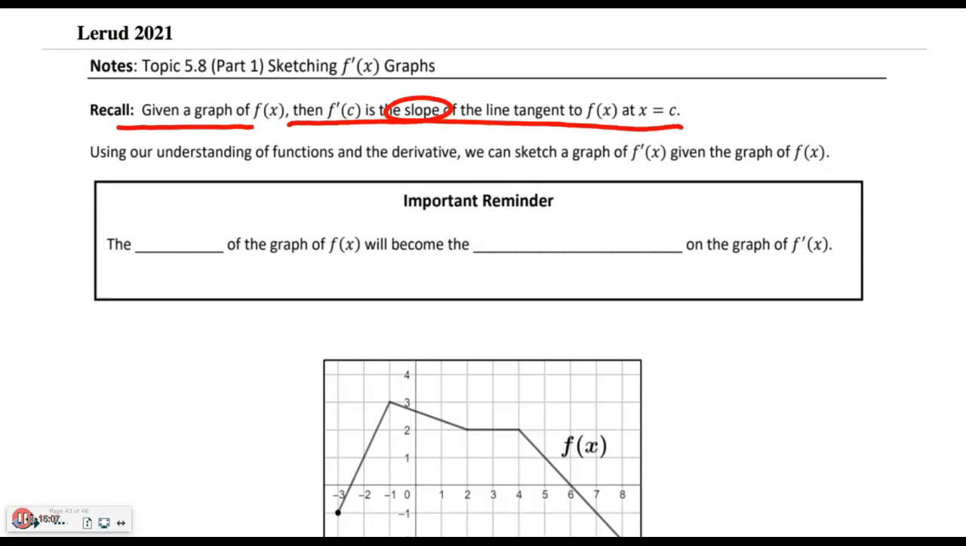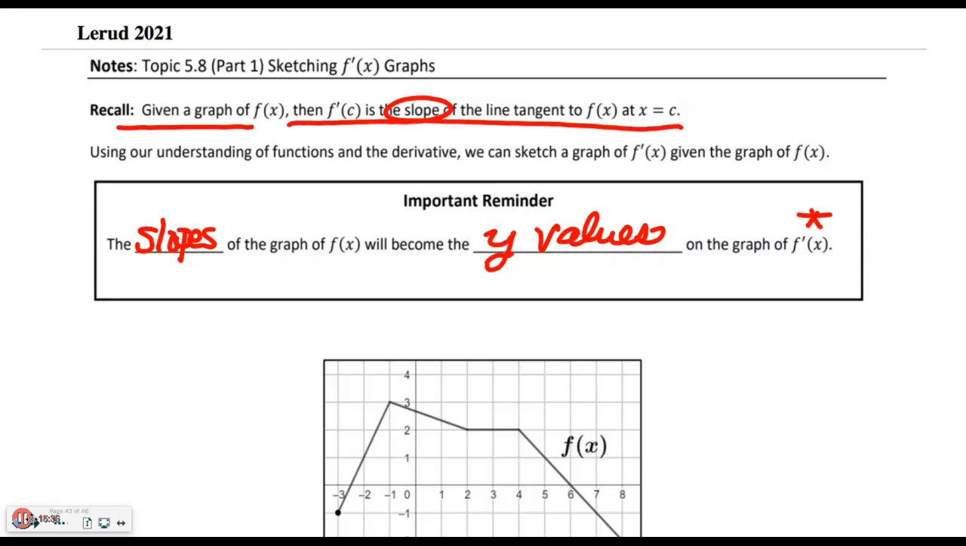So it says, recall when given the graph of f, f prime is the slope of the tangent lines. So the slopes of the graph of f are going to become the y values on the graph of f prime. You're going to be graphing f prime, so you're going to be thinking in your head, I am graphing slopes. And when you're struggling, I'm going to say, remember, you're graphing slopes.